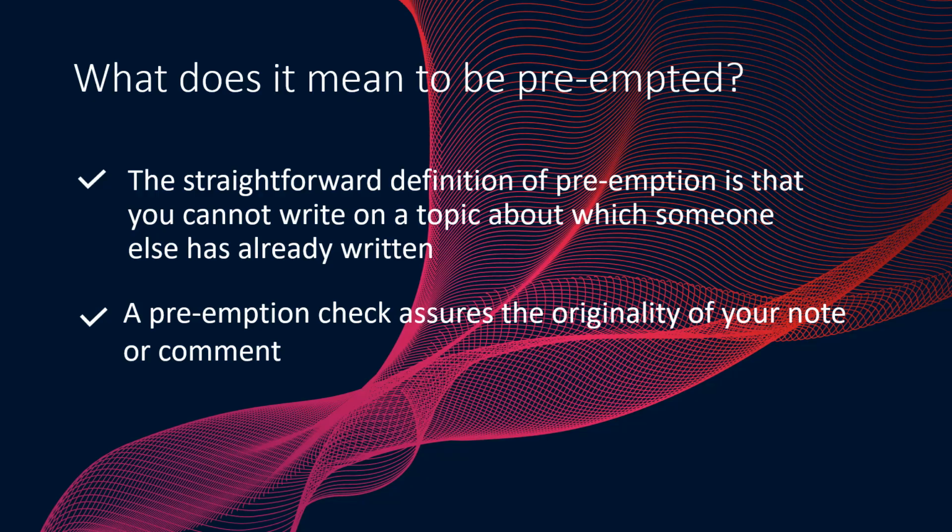Generally, you are preempted if you find a relatively recent article, the date here will vary depending upon your chosen topic, that makes the same argument and comes to the same conclusion, and you can't or don't want to argue the opposite side, or it covers every aspect of your topic. Always check with the policies of your publication for further guidance. Doing a preemption check assures the originality of your note or comment. The more original a note or comment is, the more likely it will be selected for publication.